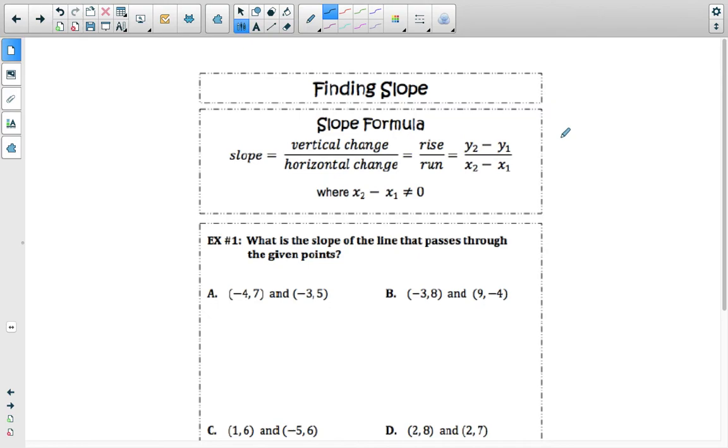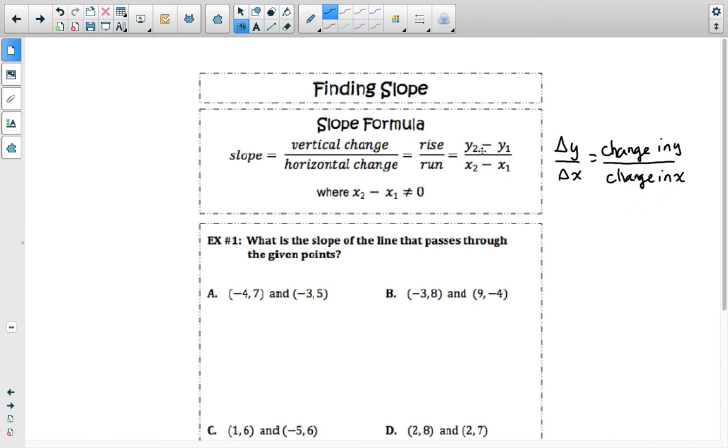If your denominator is equal to 0, this turns into an undefined slope. Another way of seeing this is delta y over delta x. Delta is a Greek letter that represents change. So this is the change in y, all of that over the change in x.